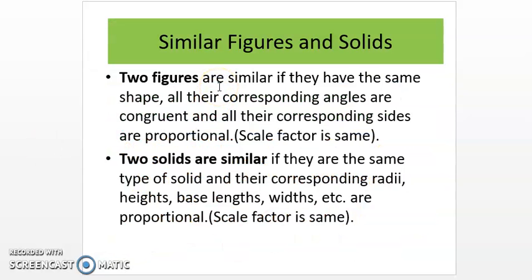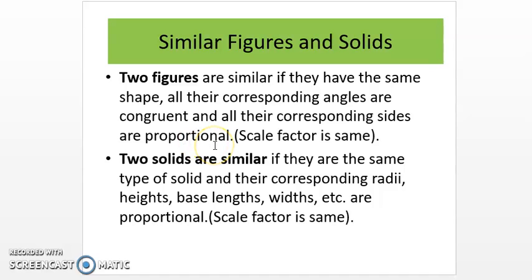Two figures are considered to be similar if they have the same shape, all their corresponding angles are congruent, and all their corresponding sides are proportional. What we mean by congruent is that all their corresponding angles are equal, while corresponding sides being proportional means that the scale factor of each and every corresponding side is the same.